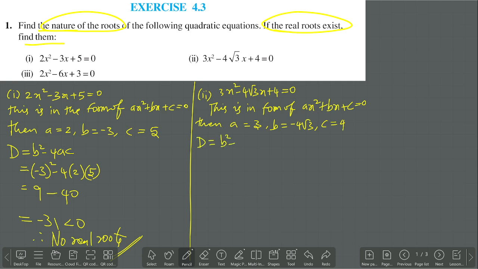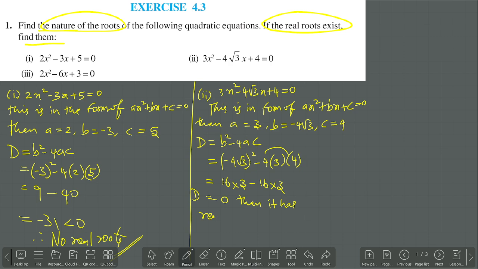First, let me find the D value. D equal to b square minus 4ac. The b value is minus 4 root 3, square, minus 4 into a value 3, c value 4. When you apply the power, minus 4 squared is 16, root 3 squared is 3. So 4 4s are 16 into 3, which is 48, minus 48 is 0. When the D value is 0, then what can we say? It has real and equal roots.